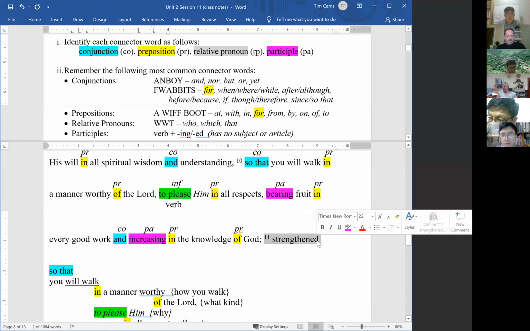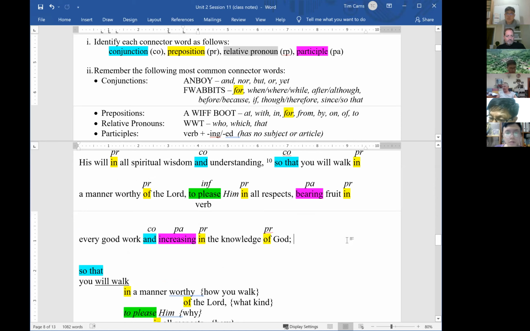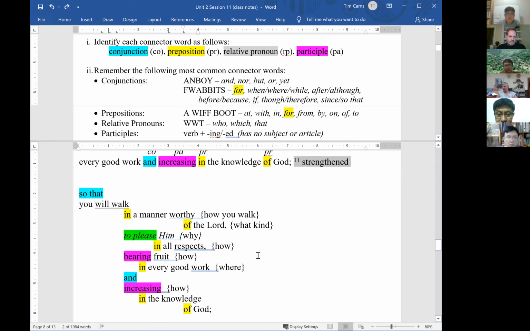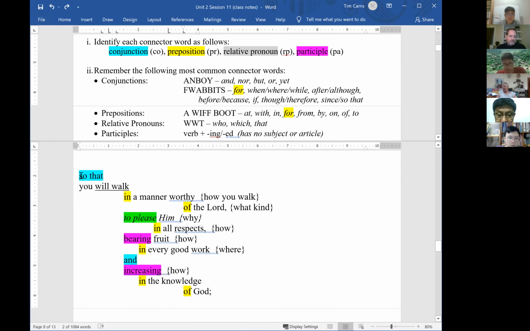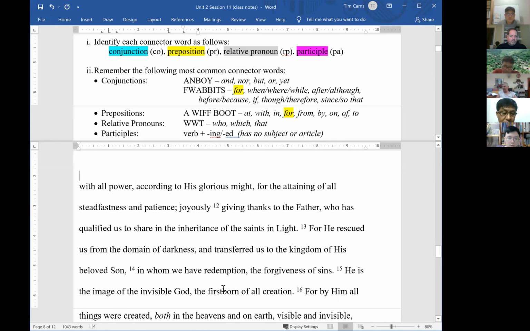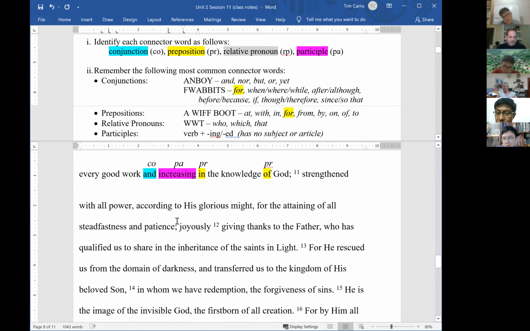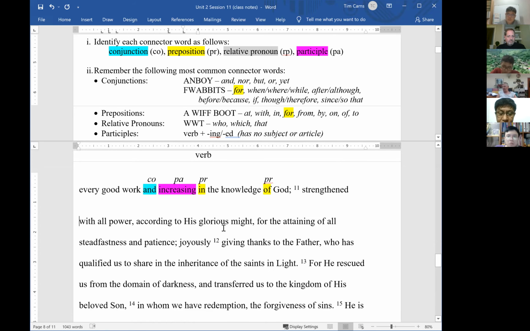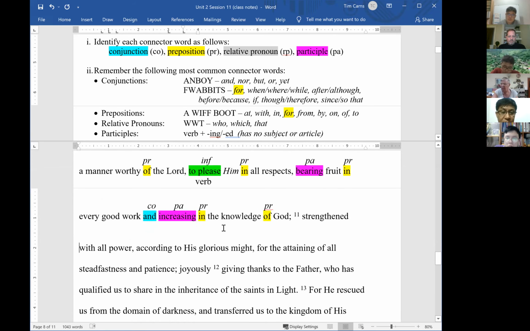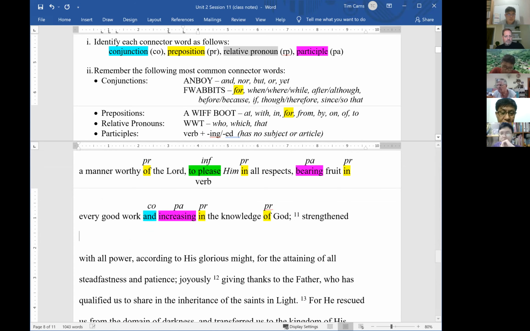Verse 10. Let's see. Where do I put this? Let me move this diagram so we can reconnect back up with, I'll put it, where to stick it here. Let's do this.